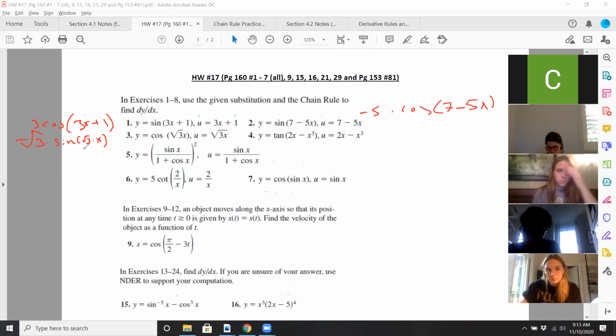Oh, okay, it's somewhere else. Okay, so it's hard to locate the spot. 2 minus 3x squared times secant squared, because that's the root of tangent, right? 2x minus x cubed.